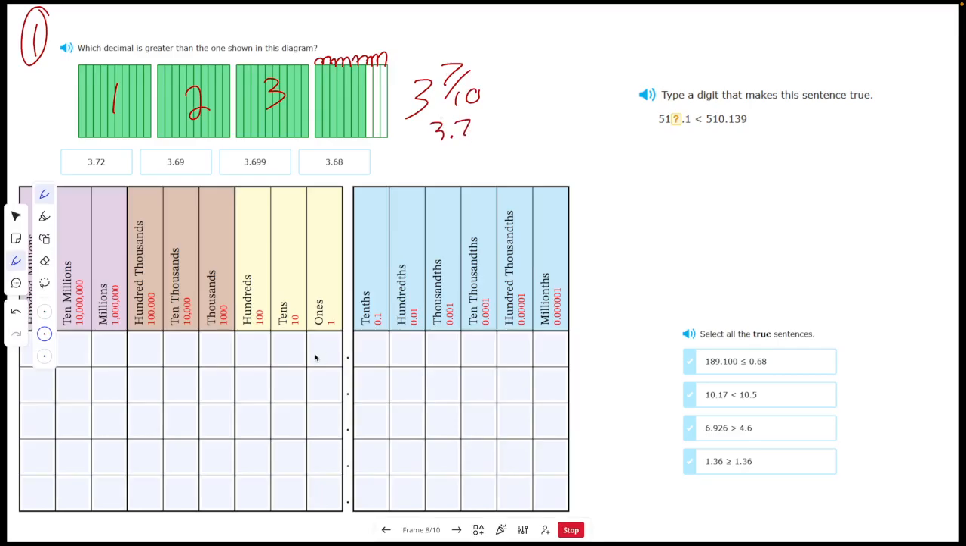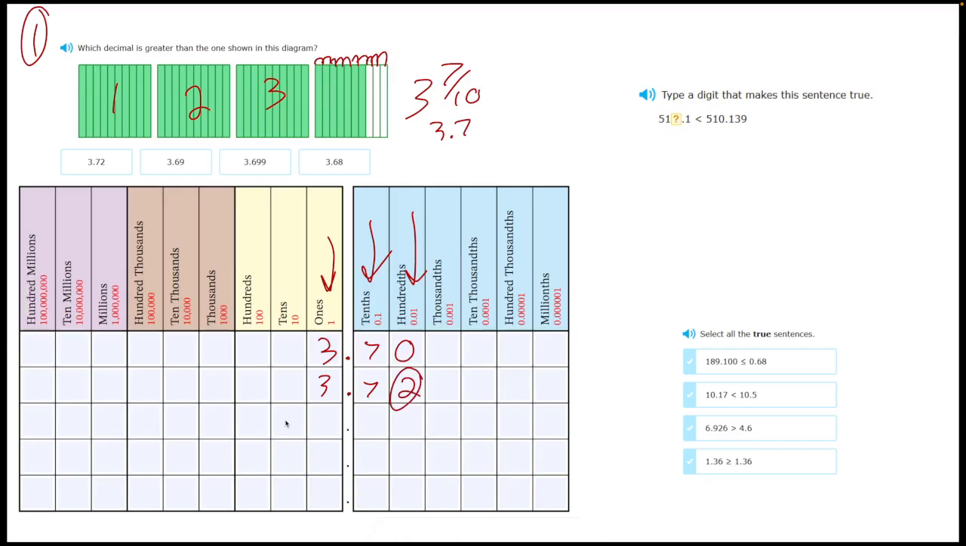All right? So they're saying which decimal is greater than the one shown in this diagram. So let's put 3.7 in and let's compare them. Let's start with 3.72. Make them line up with zeros. And then which one is bigger here? Well, the 3.72 is bigger, right? Because here they're both 3, here they're both 7, but here the 2 is bigger. So we actually found our answer in the first one here. 3.72 is bigger than 3.70.